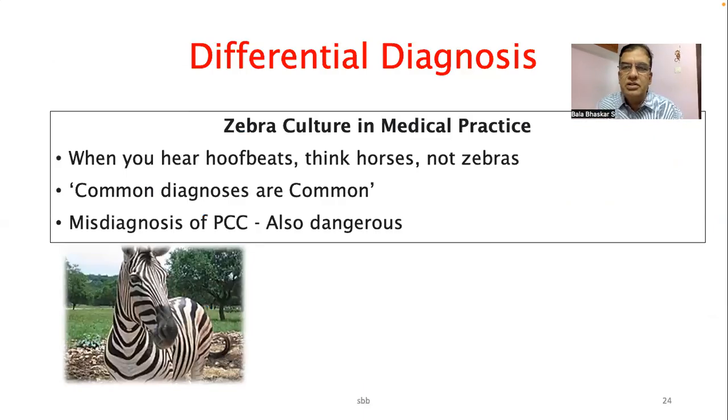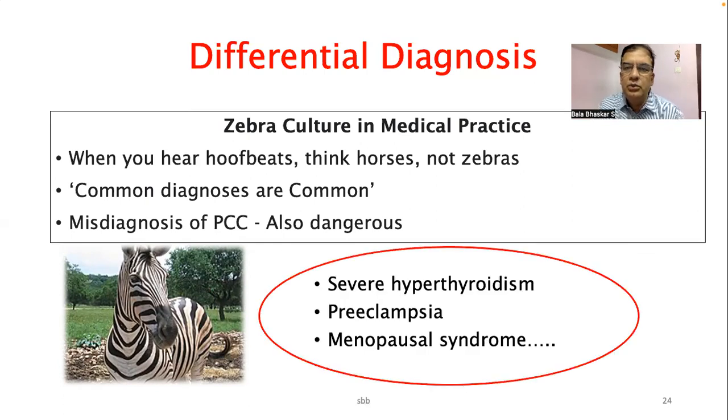For the differential diagnosis of pheochromocytoma, we should remember the zebra culture in medical practice. It's like when you hear hoofbeats, think of horses, not zebras. So try to look for the more frequent reasons like severe hyperthyroidism, preeclampsia, and menopausal syndrome. Try to find it out. But of course, it is definitely dangerous to misdiagnose the condition. If indeed there is a pheochromocytoma, it is advisable to go through the diagnosis.